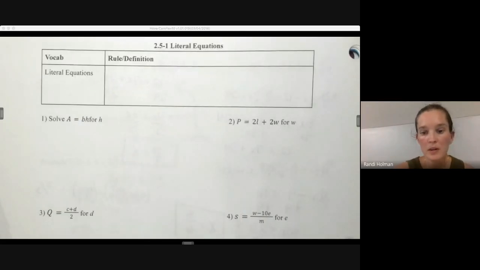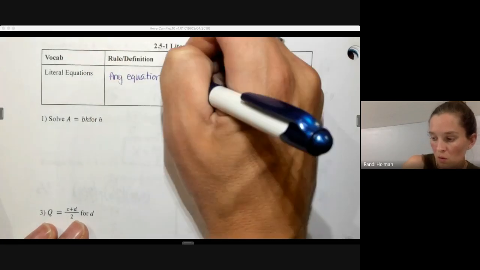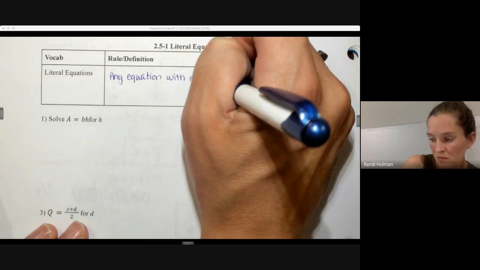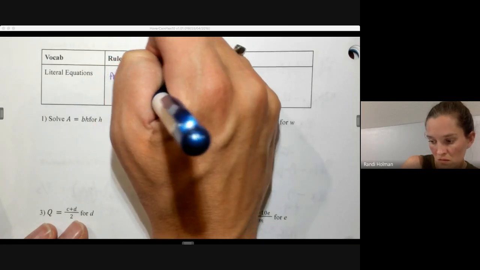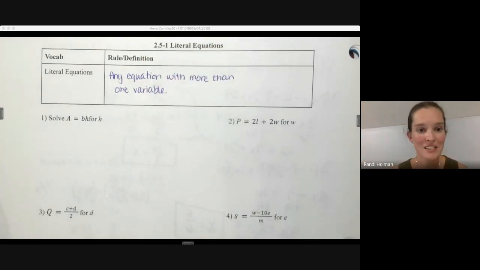Welcome. In this video, we are going to be looking at literal equations. So we should probably start off with, what is a literal equation? A literal equation is any equation with more than one variable. And that does not mean there is an x on one side and an x on the other side, but more than one distinct variable. So there are some x's, y's, b's, q's, p's, any variable.